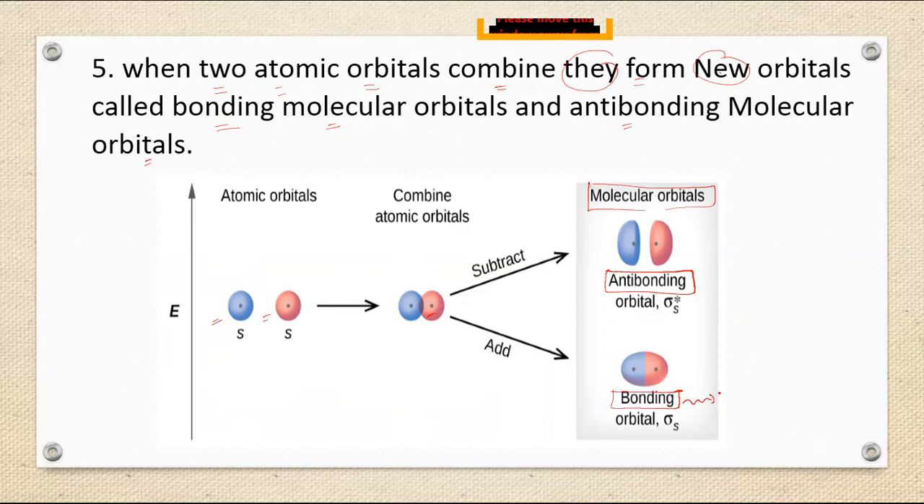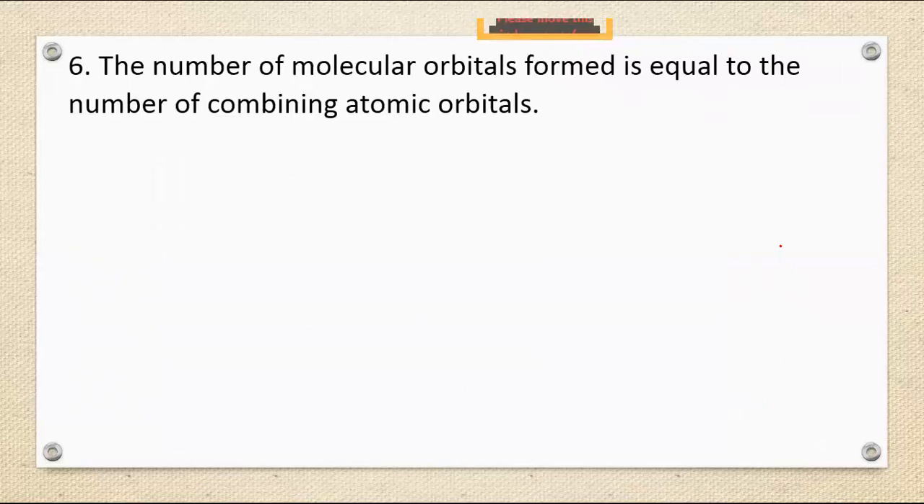The bonding molecular orbital has lower energy and more stability, whereas the antibonding molecular orbital has higher energy and less stability. Now, the number of molecular orbitals formed is equal to the number of combining atomic orbitals. So the number of molecular orbitals formed always depends on the number of combining atomic orbitals.